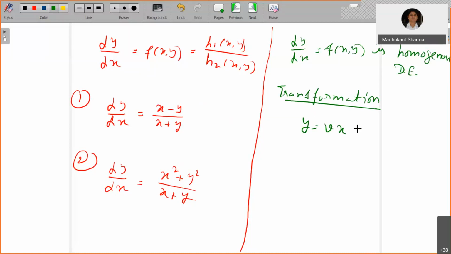Okay, or you can say v equals y by x. In general, v equals y by x. So what it turns out to be is dy by dx can be written as v plus x times dv by dx. Why such a term has been taken care of is because this is a homogeneous function.